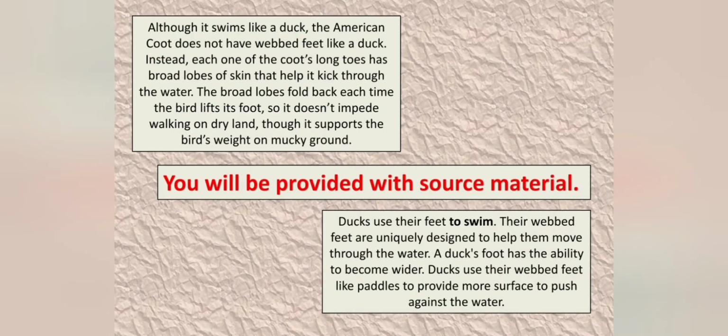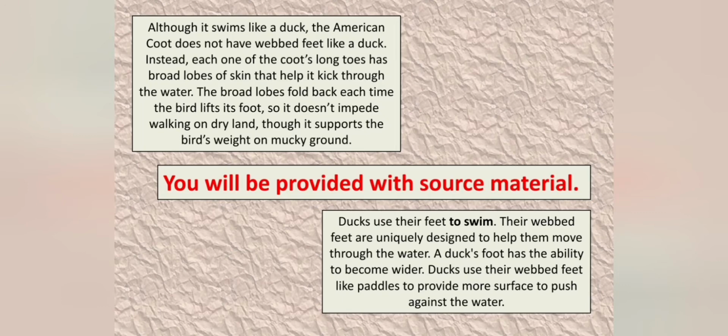The source on the left explains that in America, you actually find a bird, a duck, called the American coot. It doesn't have webbed feet like a duck, but it's got long toes with broad lobes in between that can kick through the water. And these folds, the broad lobes, can fold back when it walks on land.